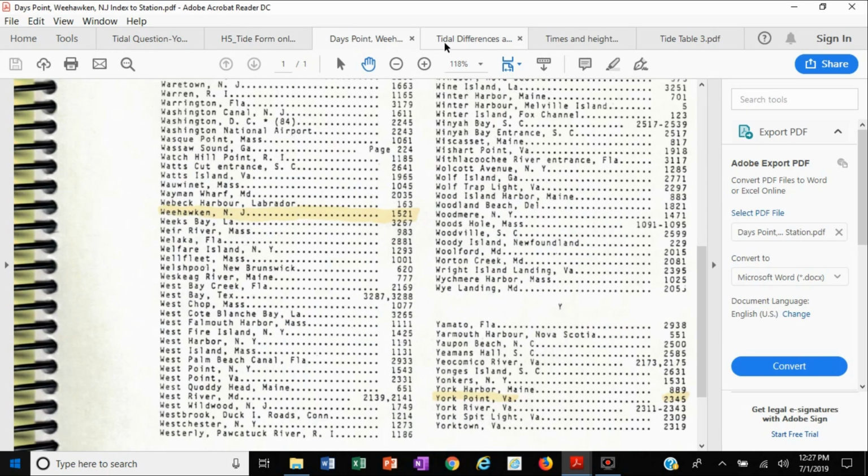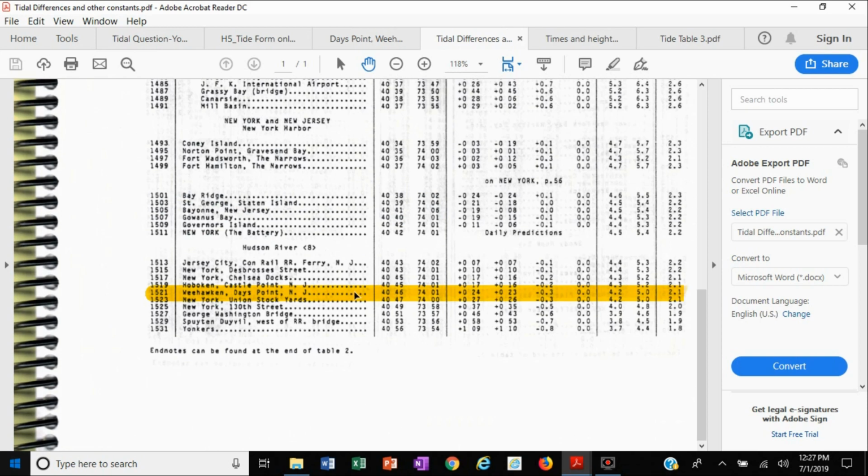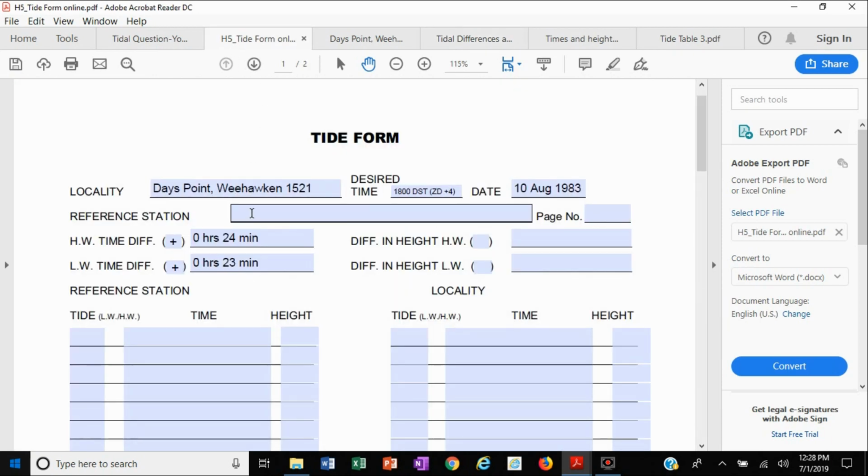We also have the reference station that we need to get out of here. The reference station is always going to be above your index number. This reference station is actually New York, and it's on page 56. We need to plug that into our tide table form. So the reference is going to be New York, and it's going to start on page 56.